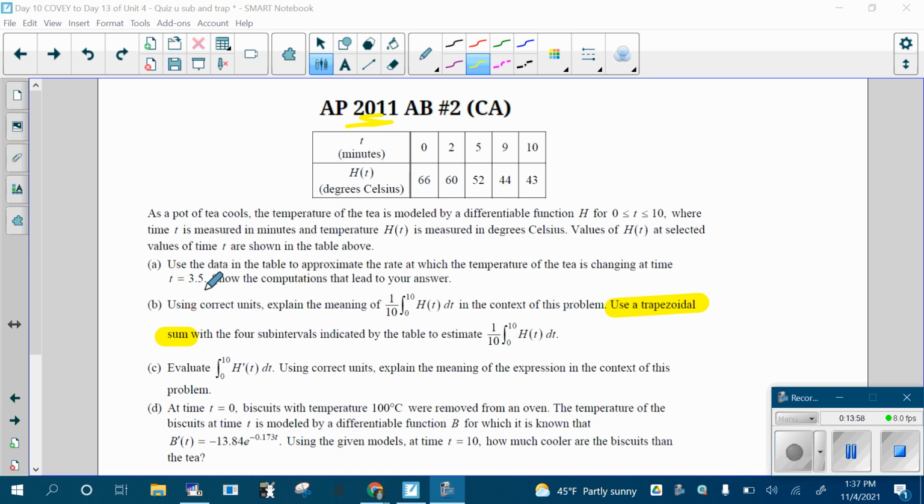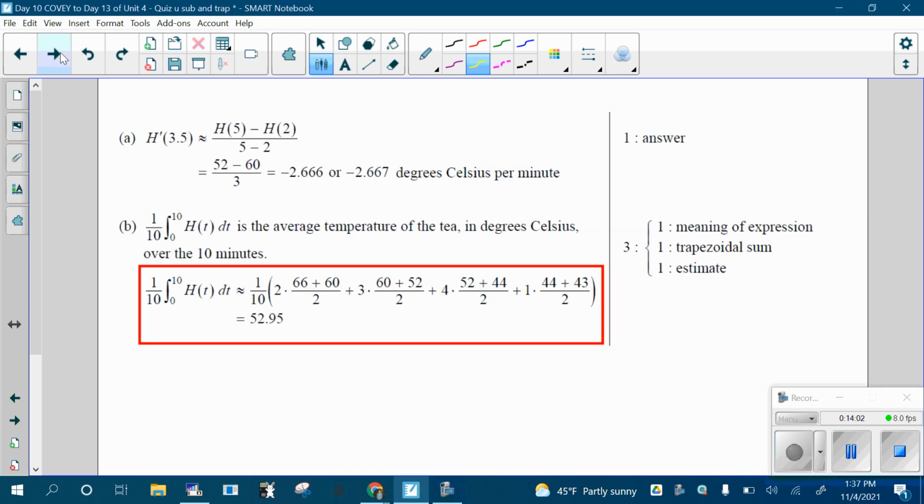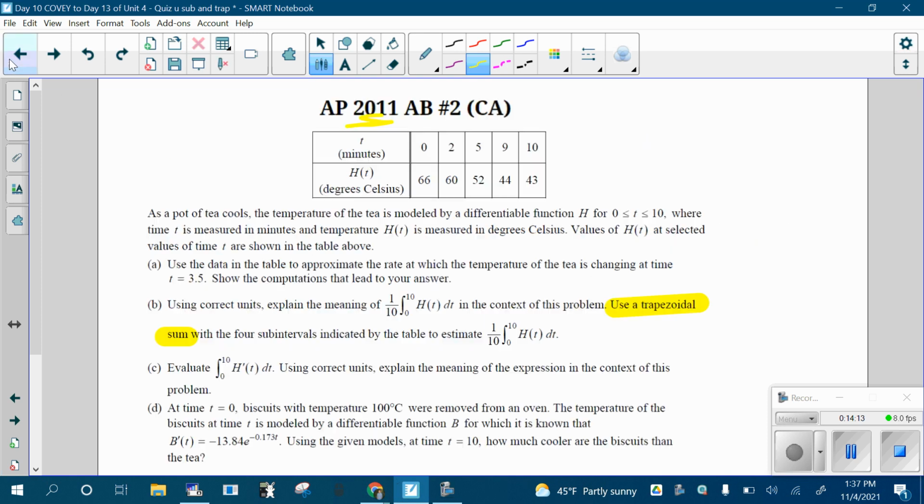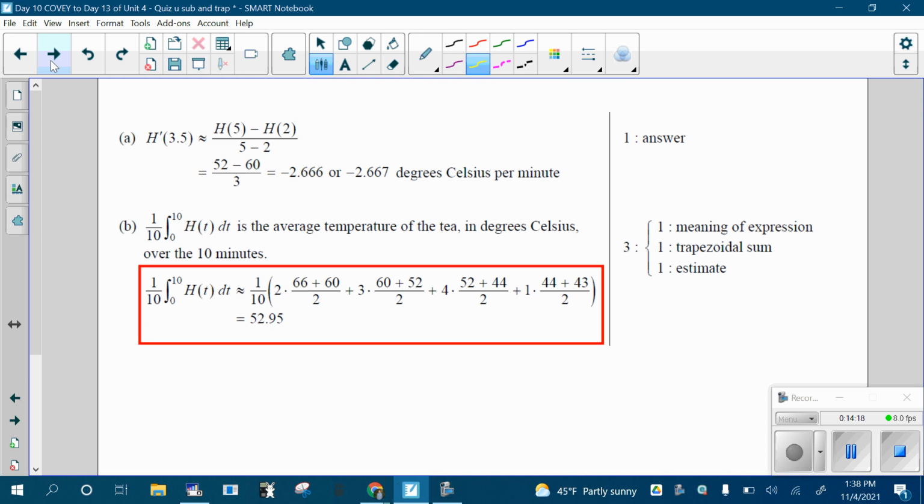Estimating the slope at 3.5, how are you going to do that? Well, you use 2 and 5. You're just estimating the derivative at 3.5 using the two t values that are closest to 3.5. It does ask you for units, I believe, or show computations. Check, you should put some units in there too. Since we're measuring the temperature in Celsius, the rate of change would be degrees Celsius per minute.